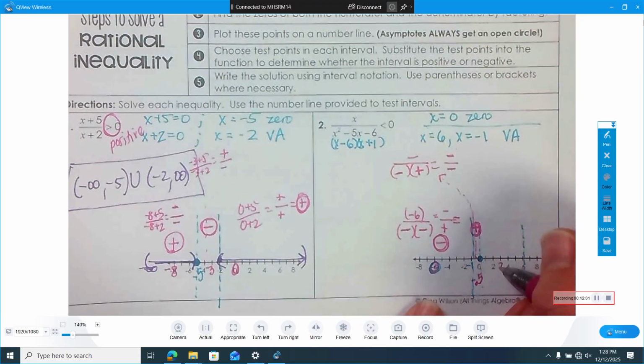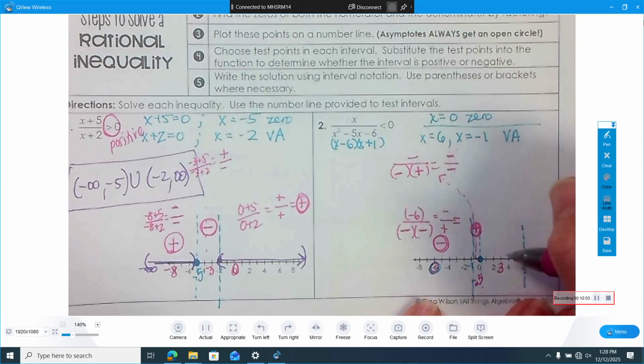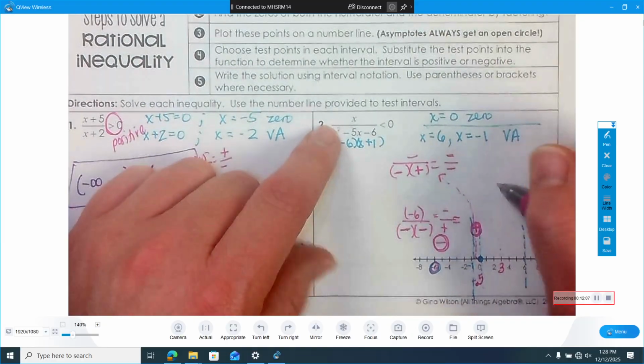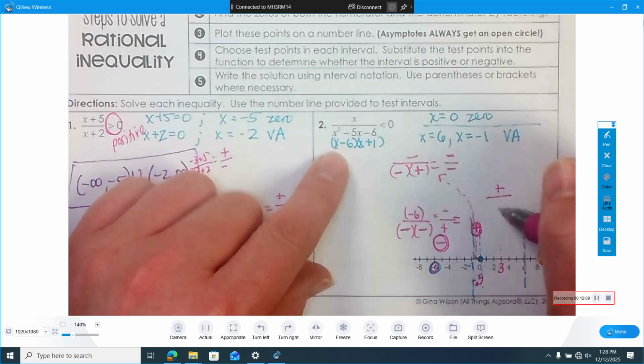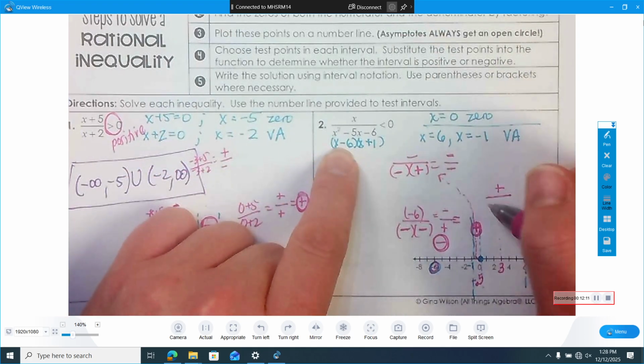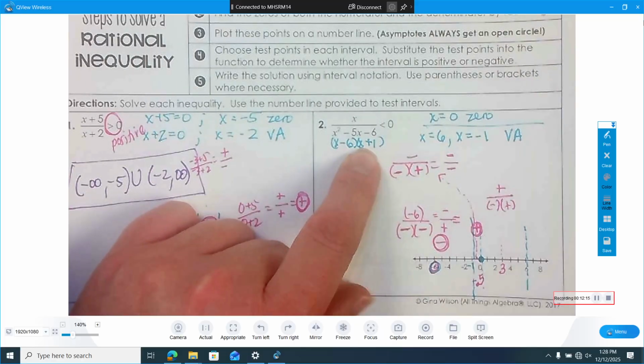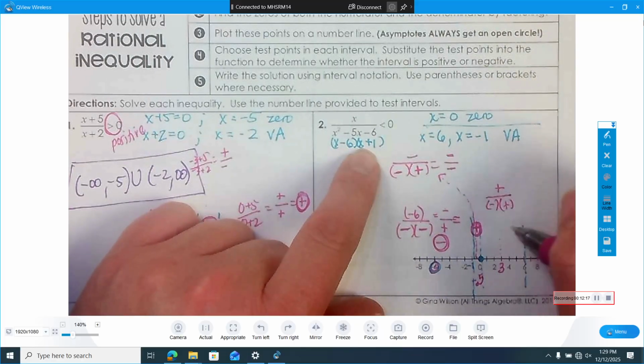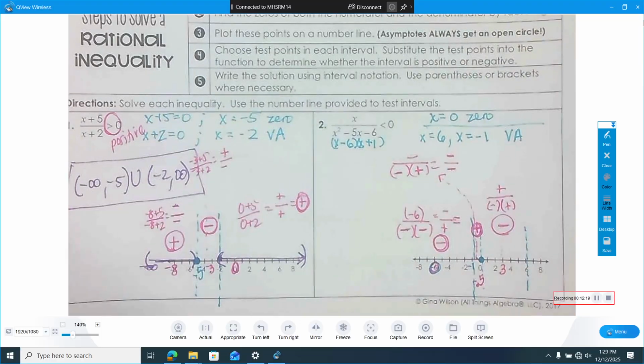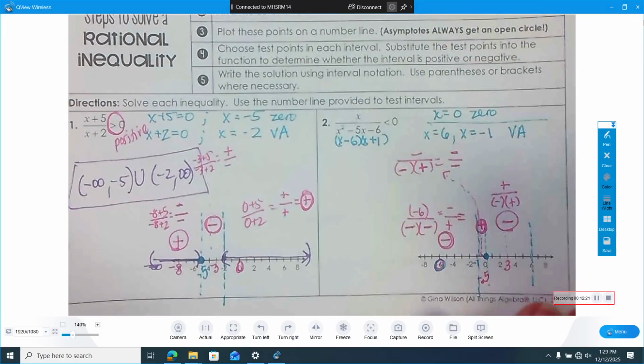All right, let's see. I guess I'll test 3 here in the middle bit here. Let's see. That's going to be a positive on top. When I plug it in, 3 minus 6 gives me a negative. And 3 plus 1 gives me a positive. What's my end result here? A negative. We got an odd number of negatives, so we're going to be negative.